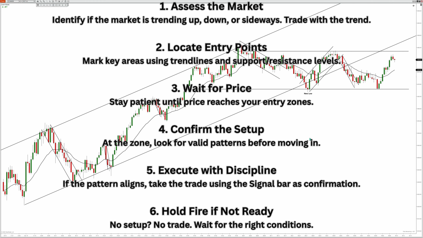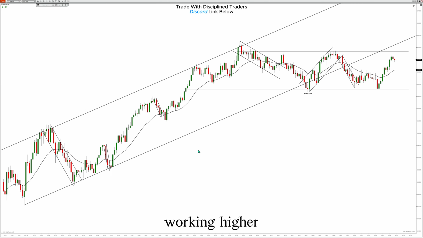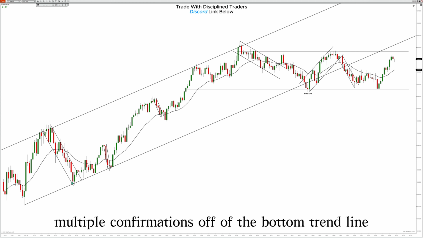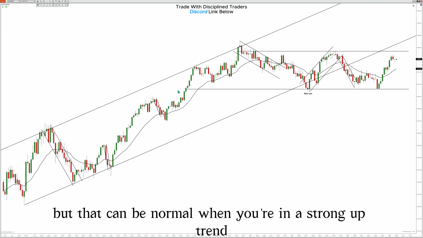At the ES E-mini futures 2000 tick chart, and we're using price action rules and market geometry to determine where to enter for high probability setups. As you can see, we're starting this morning off with a pretty decent uptrend working higher, multiple confirmations off of the bottom trend line, multiple off the top. Now there is a lot of empty room here, but that can be normal when you're in a strong uptrend.